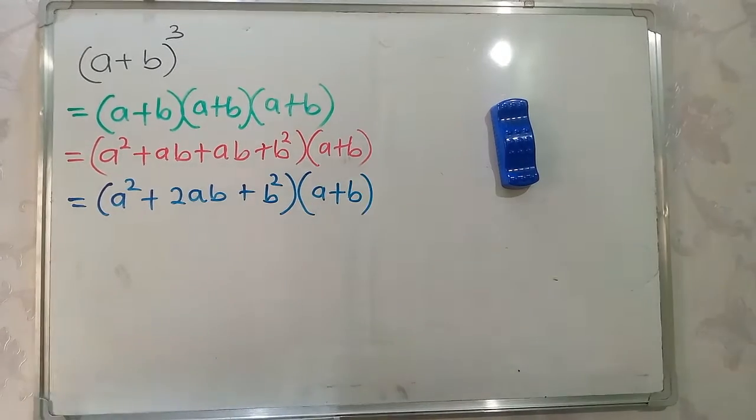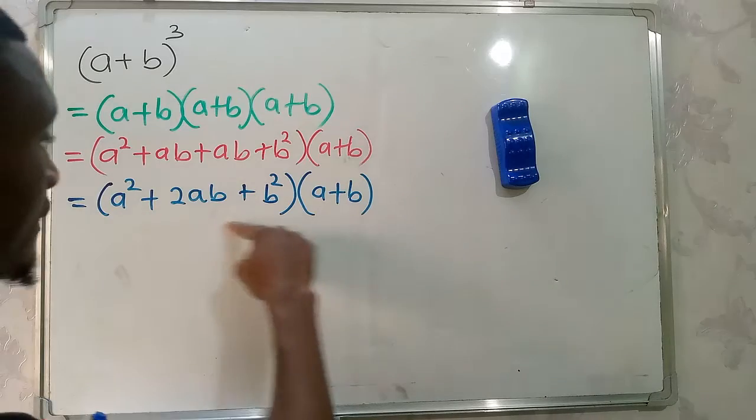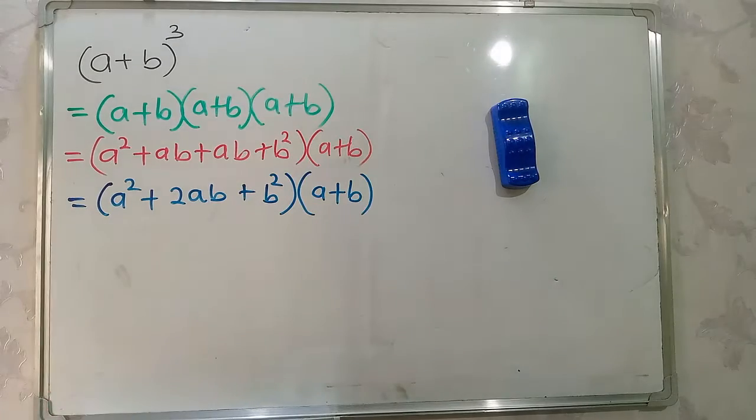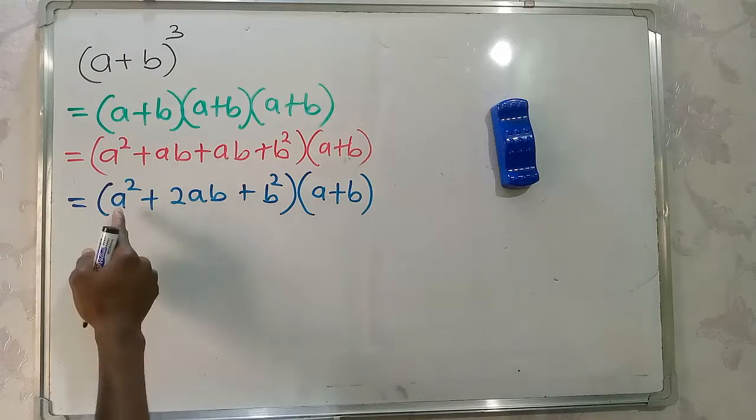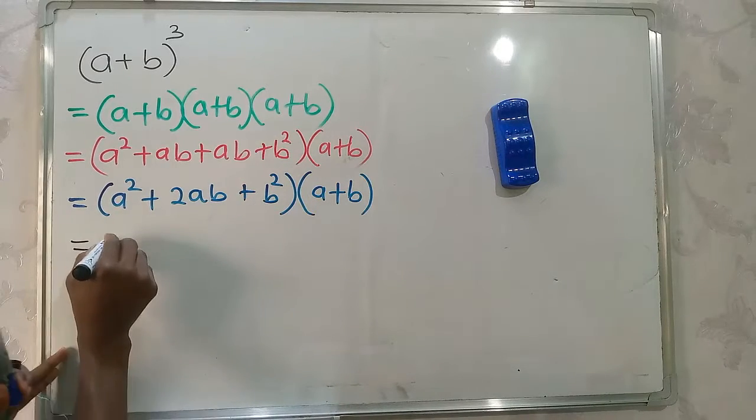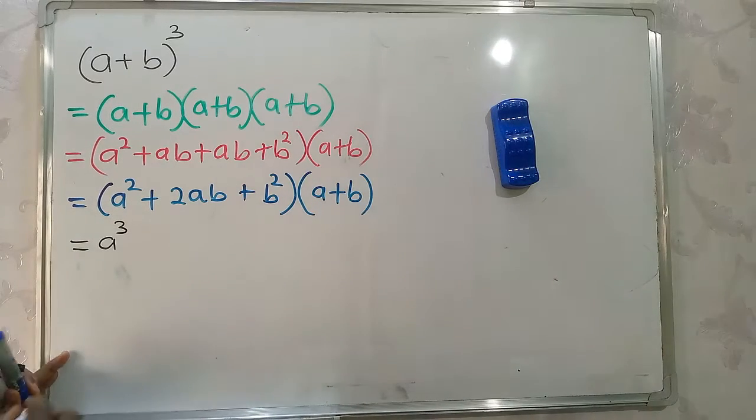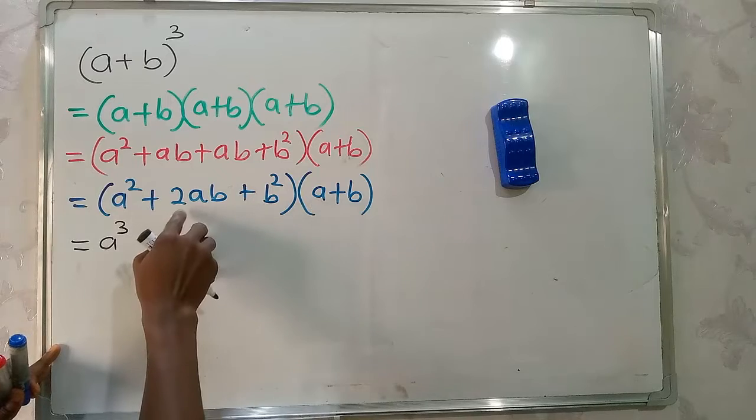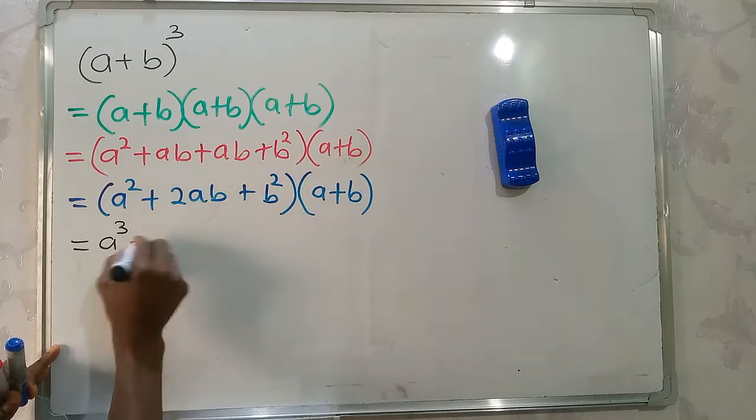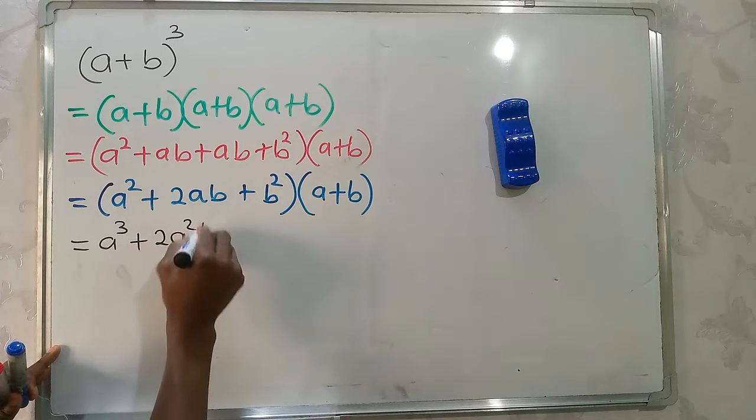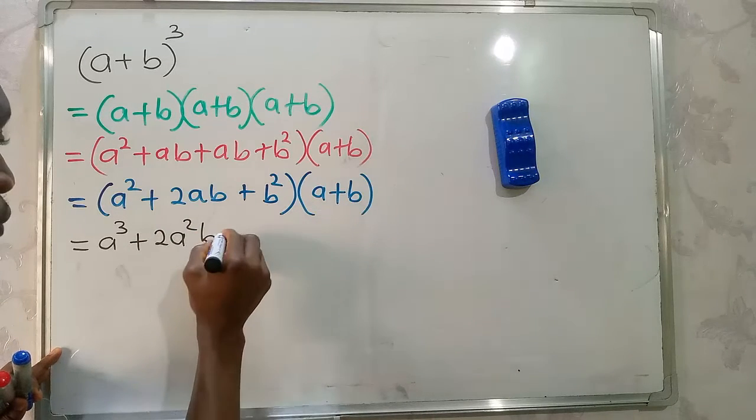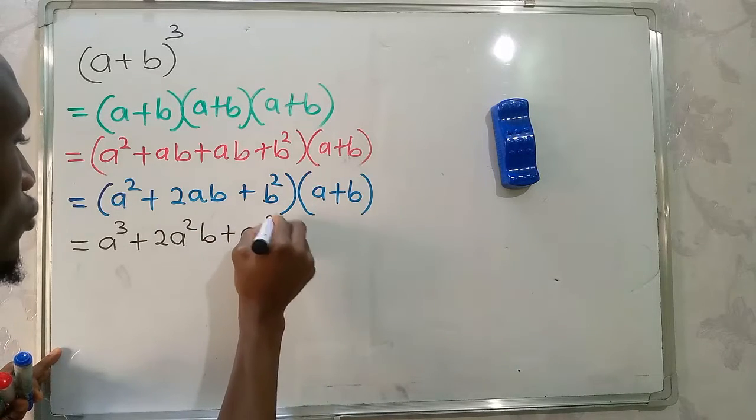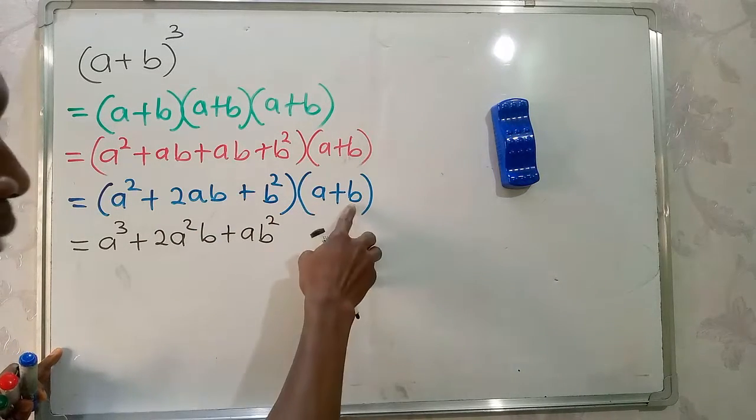Now at this point, I'm also going to multiply this by this. So if we do that, look at this, a times a squared is going to give me a power 3, a cubed. Then a times this 2ab is going to give me plus 2a squared b. And then a times b squared is going to give me plus ab squared. And then I'm done with a. I move on to b.